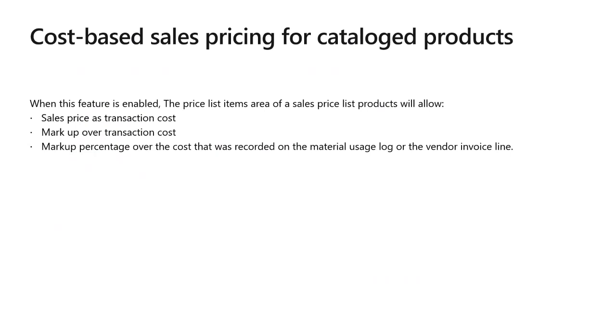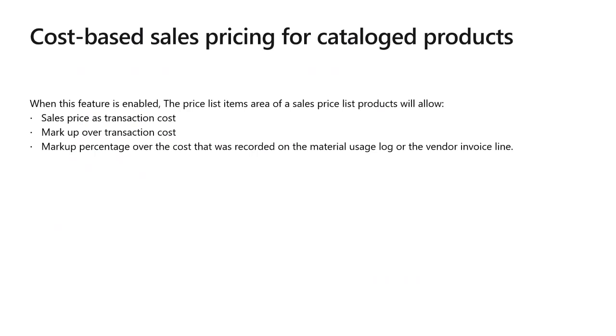So next we want to talk about the cost-based sales pricing for catalog products. This feature is applicable to Project Operations Lite and resource non-stock deployment. These features greatly improve the ease with which you can bill your customers for the use of catalog products for a project.